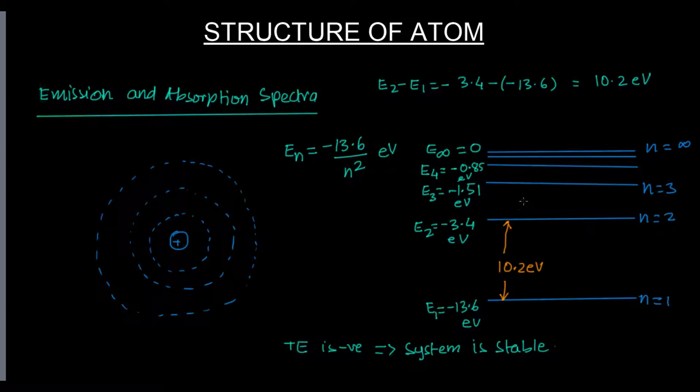Now what is the difference between them? What is the difference between them? 1.89, or approximately 1.9, so this is about 1.9 electron volts. Get that? Where 1 electron volt is how much? It is 1.6 into 10 to the power minus 19 joules.